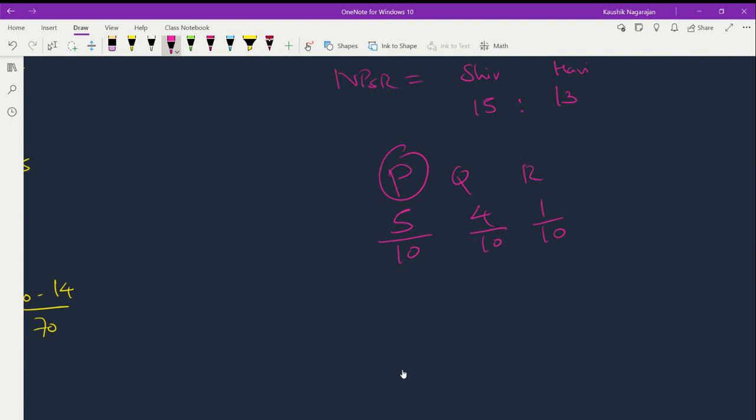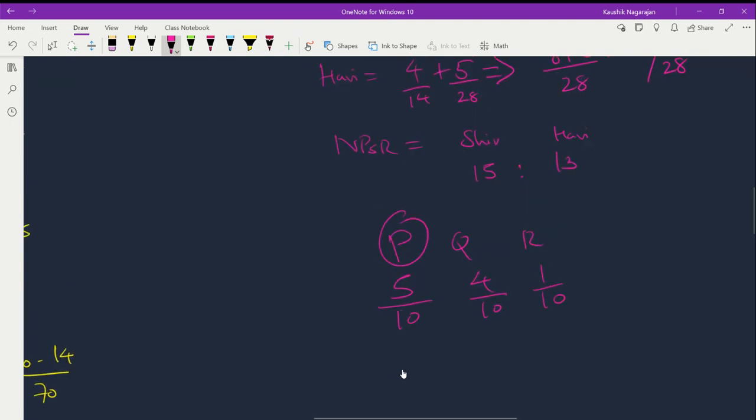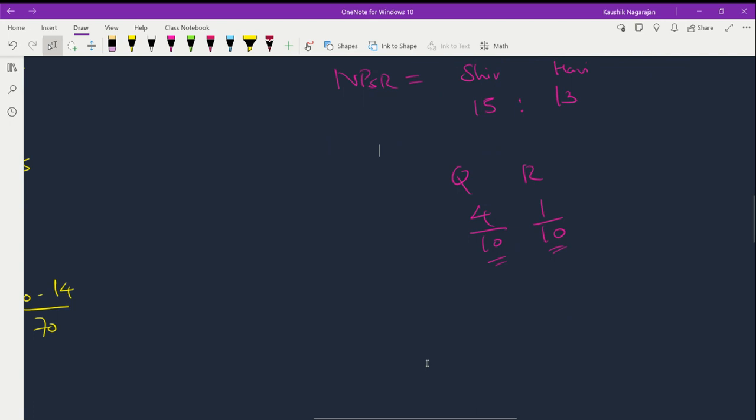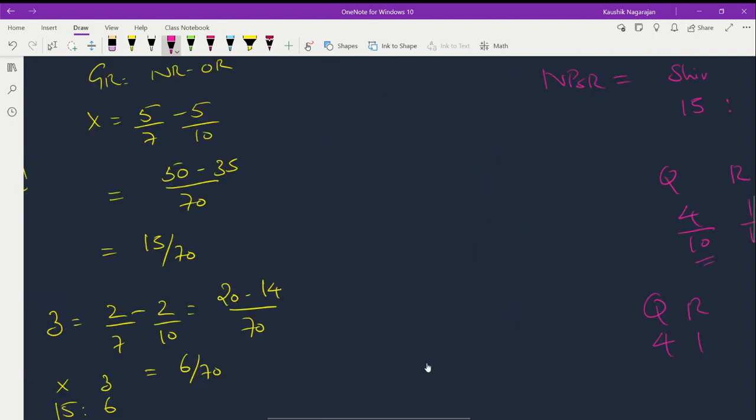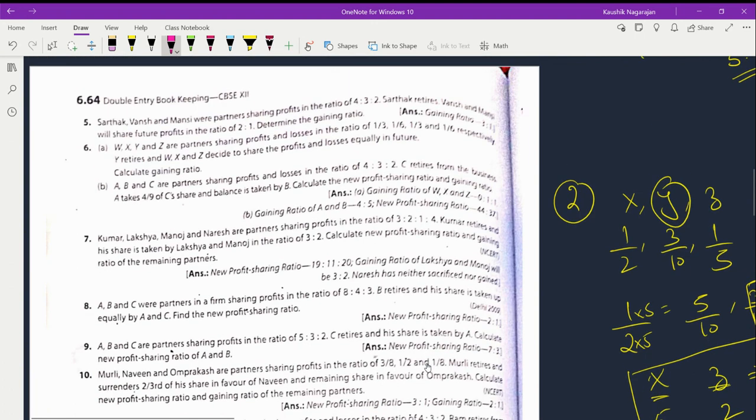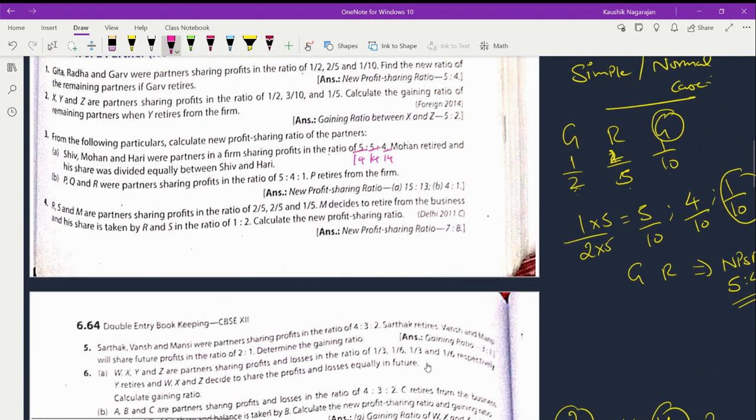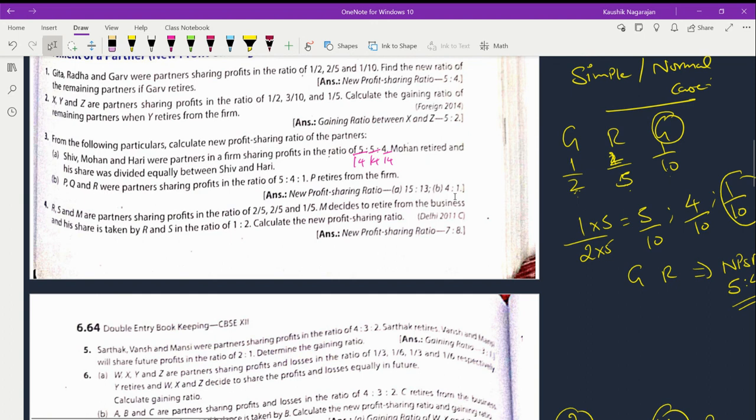And here in this problem, it is a clear cut case that all the three partners have the same base. So in that case, you just close partner P. That means you have to just eliminate partner P. If P gets over, then the remaining partners are Q and R. So Q and R are the continuing partners. So 4 is to 1 will be the ratio in which they share the profits and losses. So here also it's mentioned as 4 is to 1.